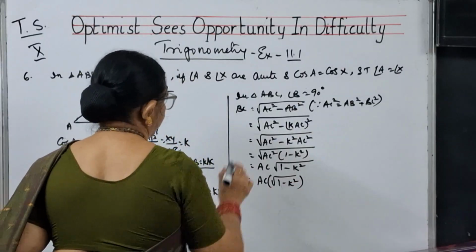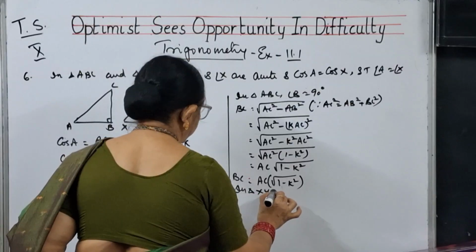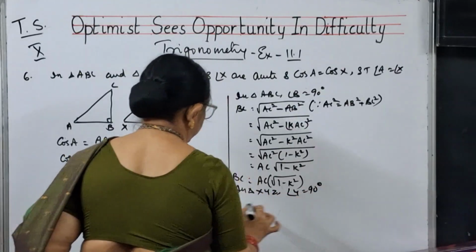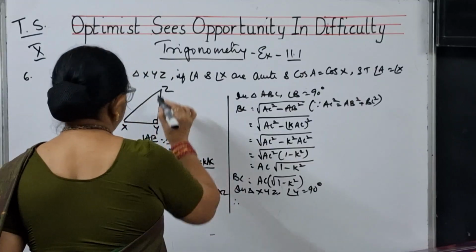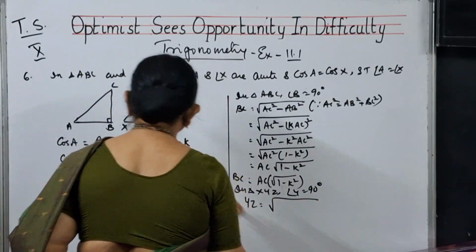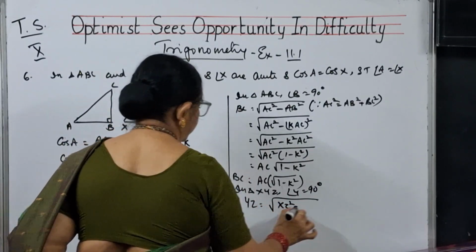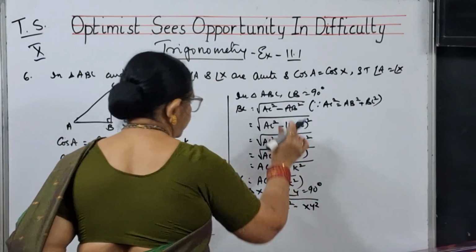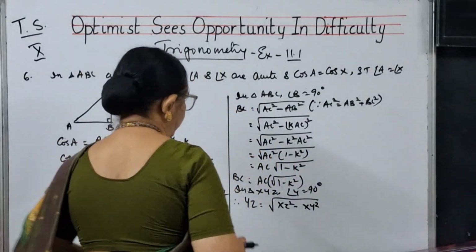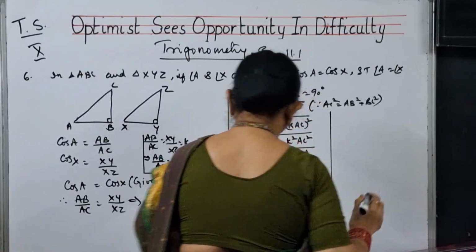Okay. Similarly, we have to go in triangle XYZ. Angle Y is equal to 90 degrees. Therefore, we need to find out YZ. YZ is equal to root of XZ square minus XY square. Same explanation, children, so I need not write that, you will understand. Let me see the next part here.